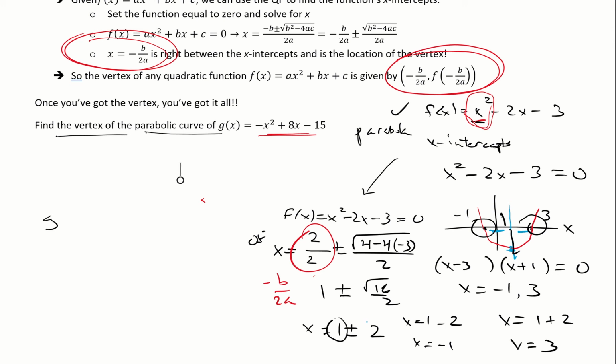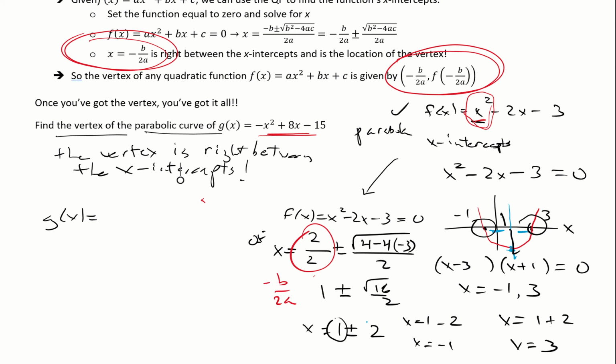Let me rewrite it. So g of x, does that make sense? The vertex is in between the intercepts. Let's write that down. The vertex is right between the x-intercepts. That's why this formula works. So let's try it on this one.